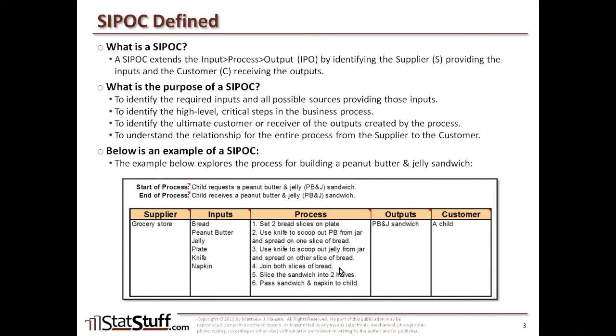But as part of building the SIPOC, what we need to further identify is, again, the inputs that feed into the process, and then who's the supplier for those inputs. And again, we're trying to say, after following this process, this is ultimately what we're trying to create as an output, and who's the receiver or customer of that output that we're building.